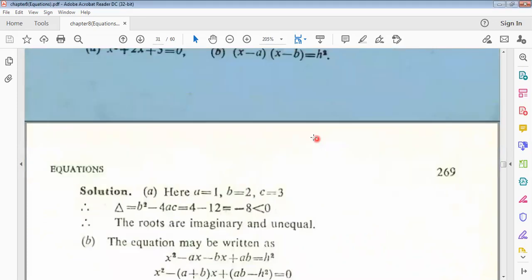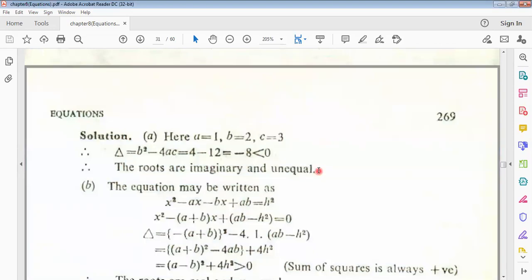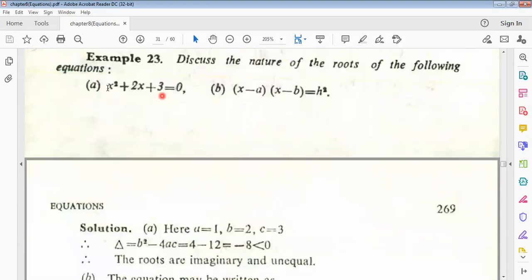For solution one, x square plus 2x plus 3, comparing with the quadratic equation, we get a equals the coefficient of x square, 1, and b equals the coefficient of x, 2, comparing with the standard form of quadratic equation, that means ax square plus bx plus c equals 0. So we get a equals 1, b equals 2, and constant term c equals 3. I hope everybody understands this.